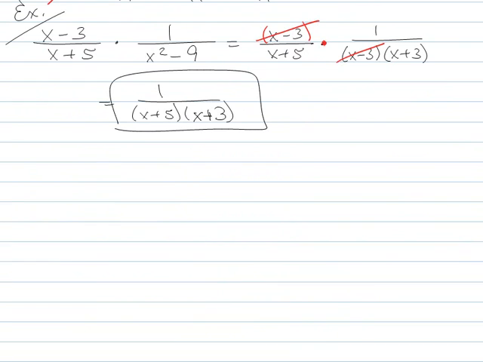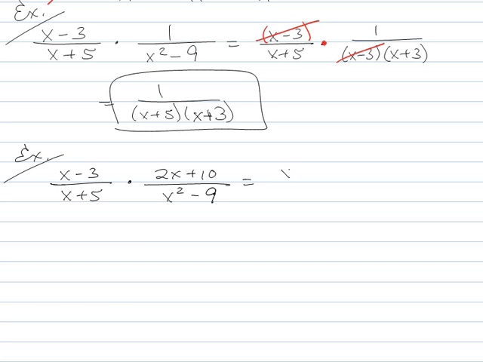Okay, so let's add a little bit more now. We'll actually do the problem I had written earlier: x minus 3 over x plus 5 times 2x plus 10 over x squared minus 9. Now on the top, I can factor out a 2. If I take a 2 out of 2x, I have an x. If I take a 2 out of plus 10, I have plus 5. And on the bottom, again, we have the difference of squares, so x plus 3, x minus 3.